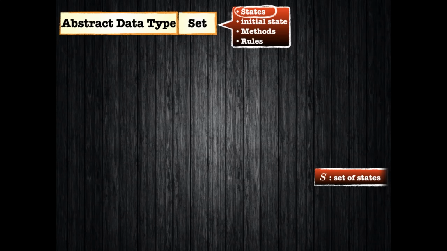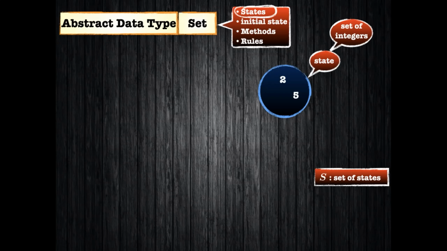So the states: a state S is as follows for sets. S is a set of states. Now, for the case of a set, this is just a set of integers. So a state in the abstract data type, which is a set, is a set of integers. In this case, 2 and 5, but it can be any set of integers.